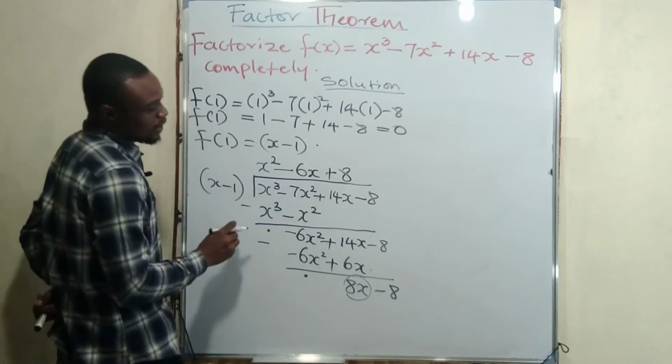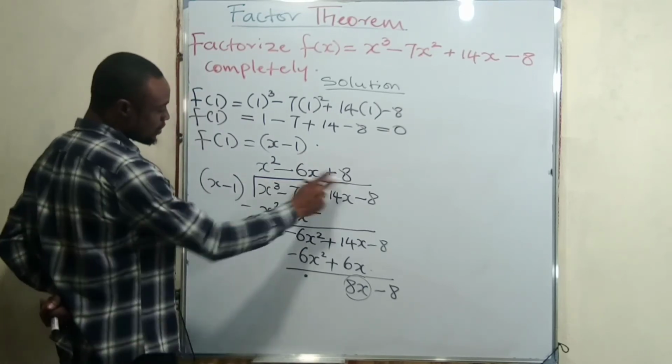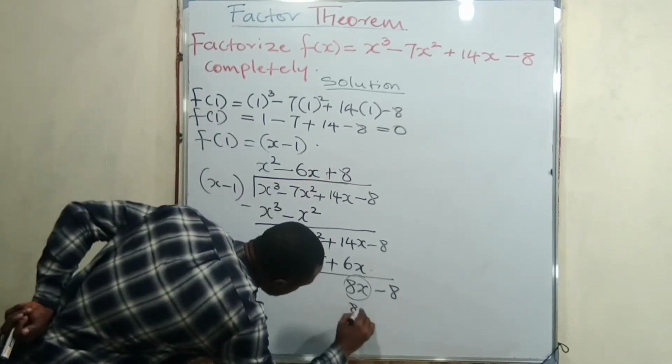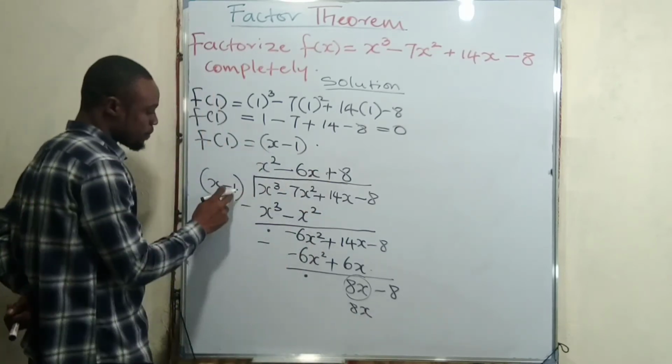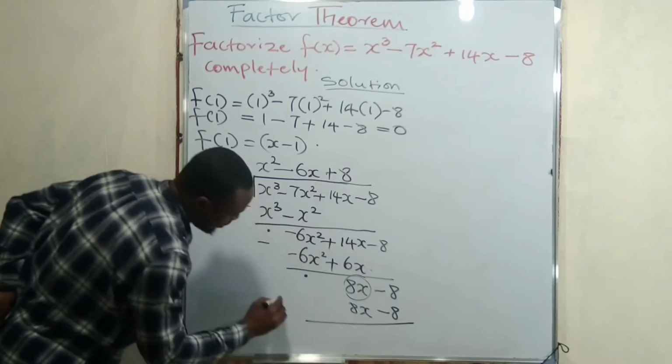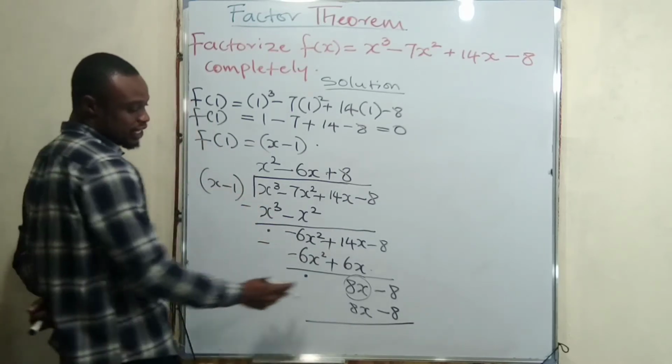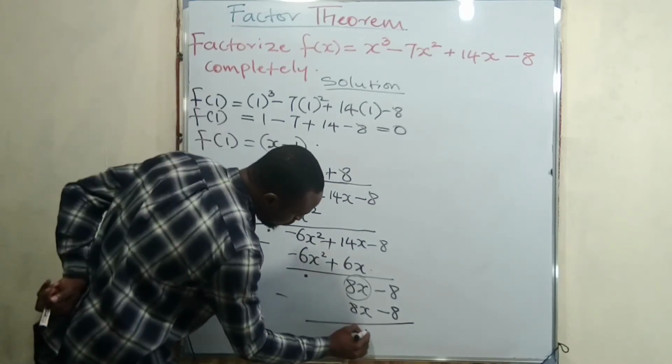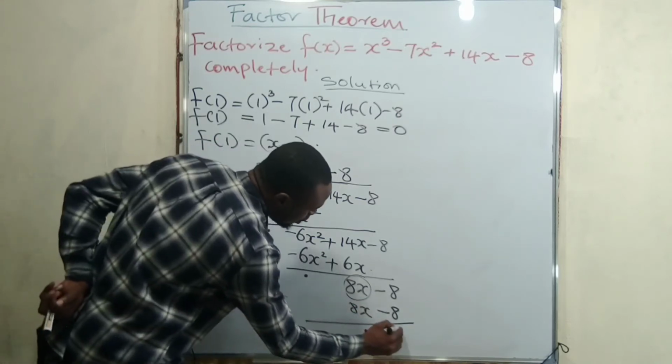So, and if you multiply it again, 8 multiplied by x is what? 8x. Also, 8 multiplied by minus 1 is what? Minus 8. So, if you can see this particular expression very well, put a minus sign here. 8 minus 8 is what? 0. Put a dot here. Also, this is what? 0.